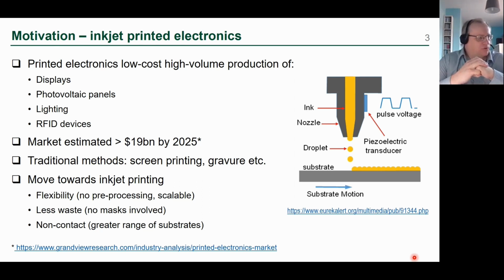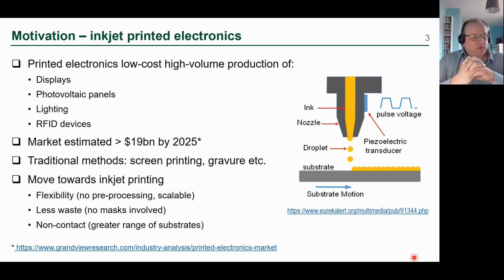So printed electronics in general are a low cost way of producing high volumes of electronics like displays, so you've got a large area to cover. Traditionally they use ordinary traditional printing methods like screen printing and gravure printing, and they can be very fast. But there is a move towards inkjet printing for these applications because there's greater flexibility. You don't have to manufacture masks or screens or anything like that. You can just essentially upload your description of what you want to print and then go away and print it.